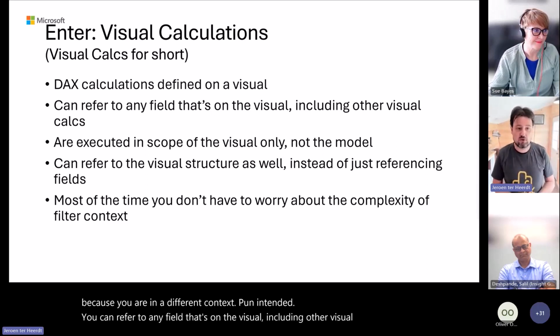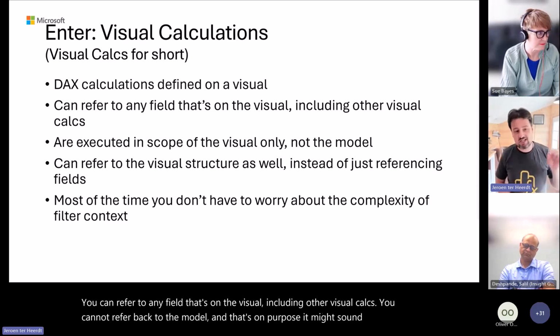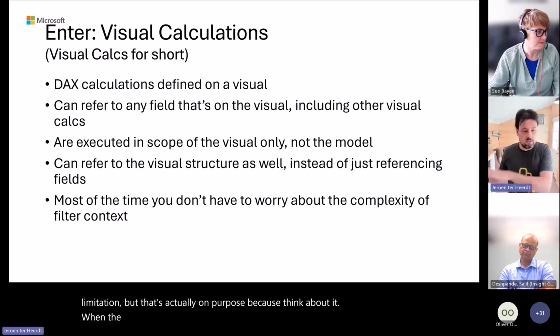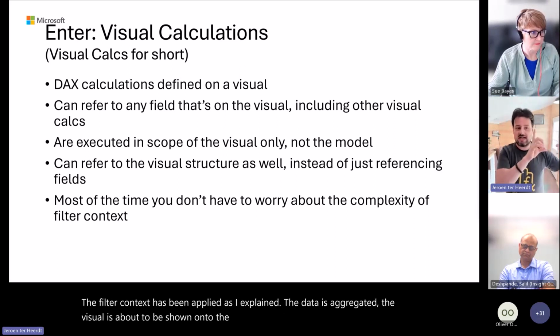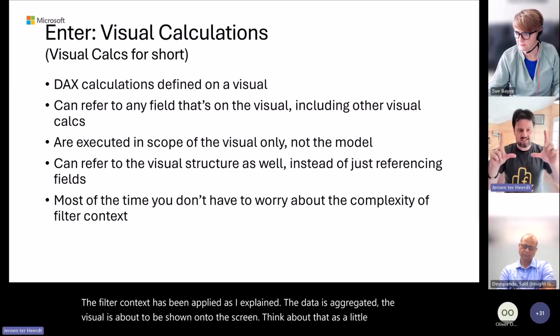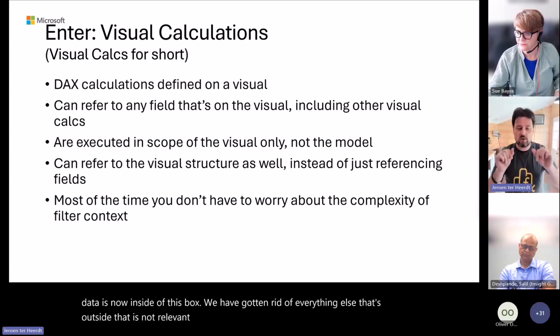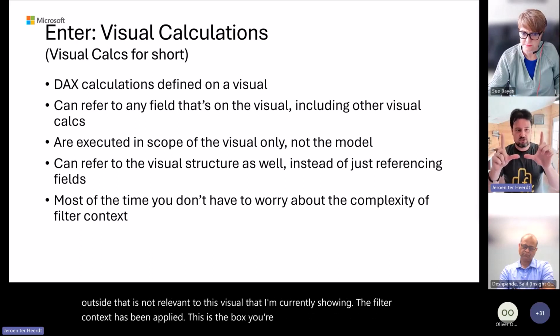You cannot refer back to the model, and that's on purpose. It might sound like a limitation, but that's actually on purpose, because think about it. When the data is aggregated, the filter context has been applied, as I explained. The data is aggregated, the visual is about to be shown onto the screen. Think about that as a little box. The data is now inside of this box. We have gotten rid of everything else that's outside, that is not relevant to this visual that I'm currently showing. The filter context has been applied. This is the box you're in, the data for the visual. And in here, you can add visual calculations.